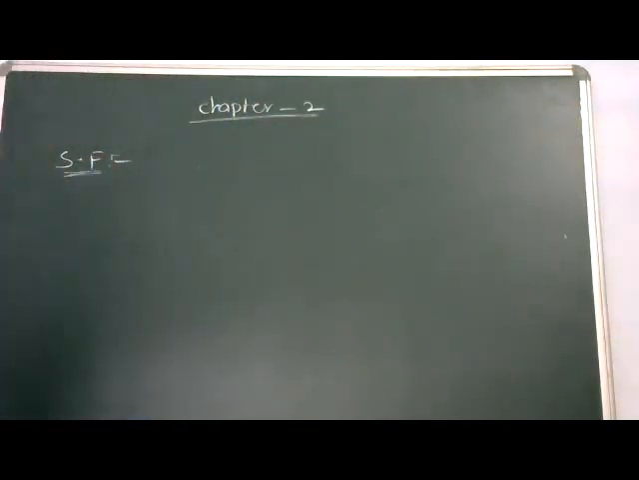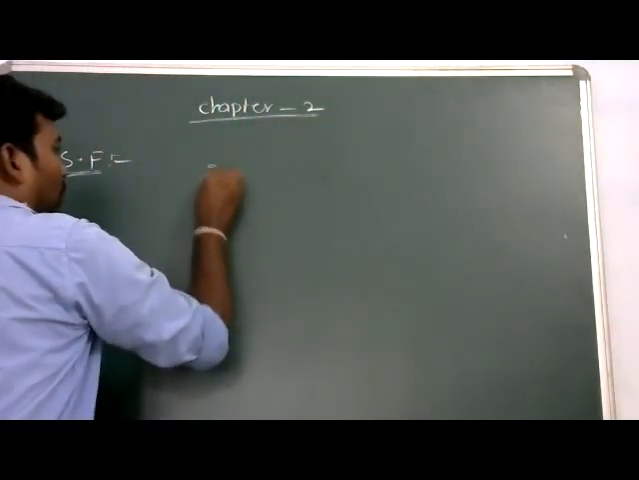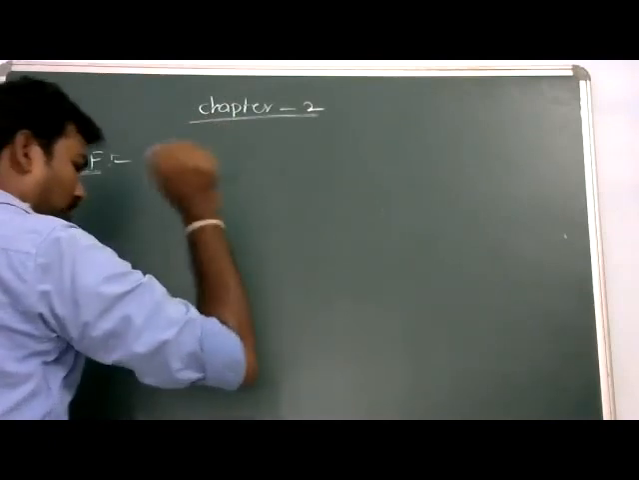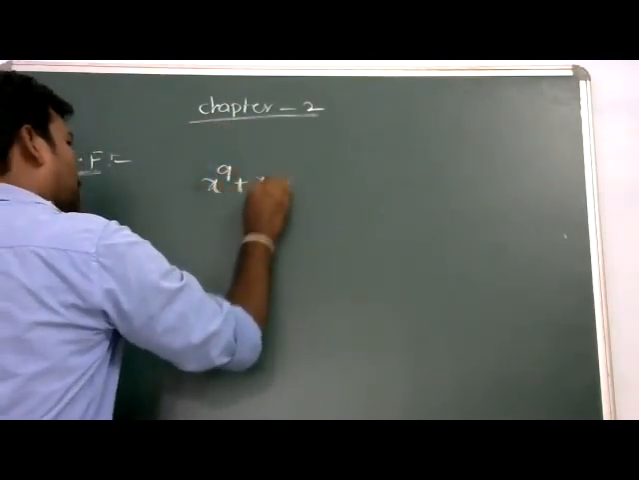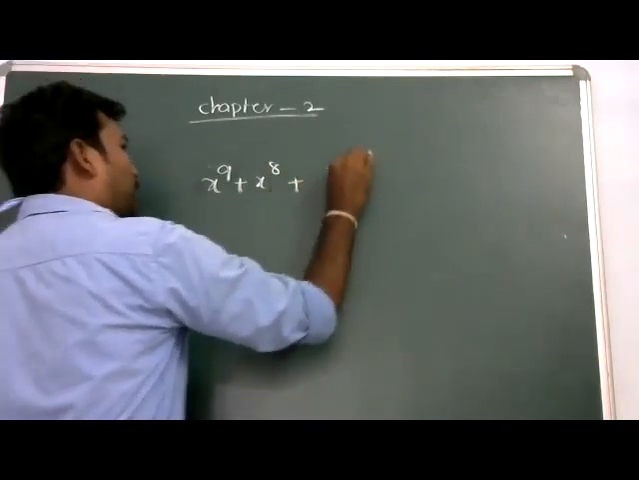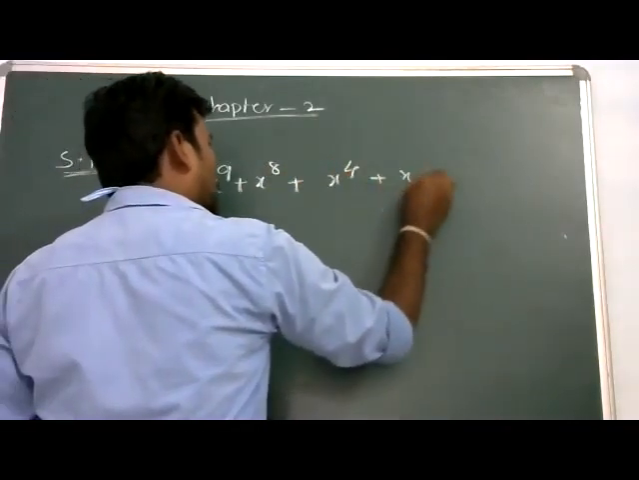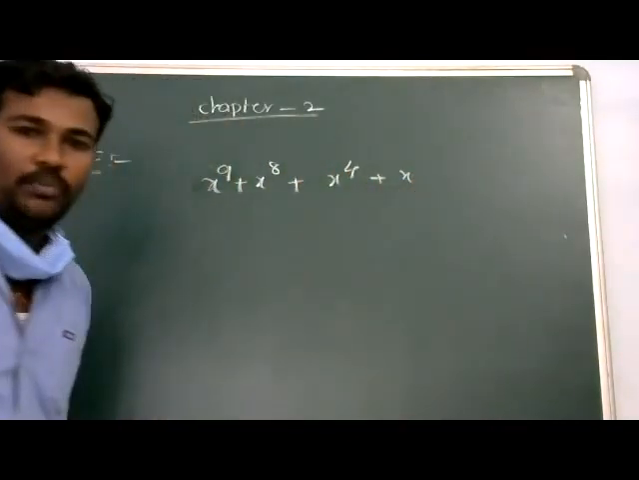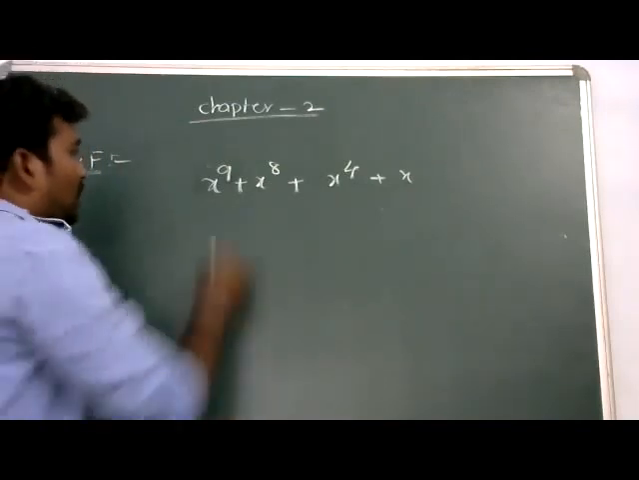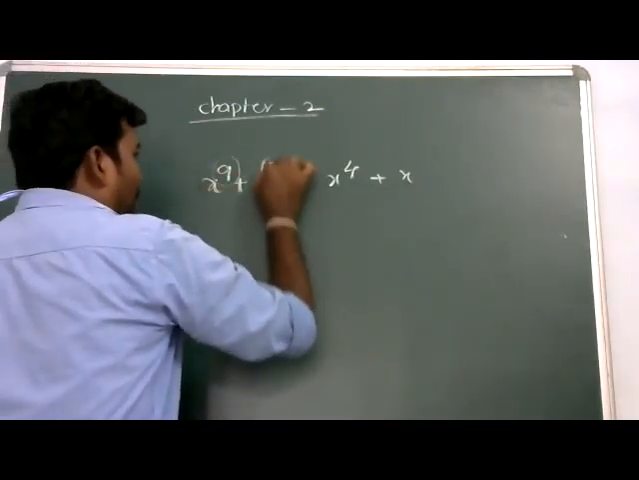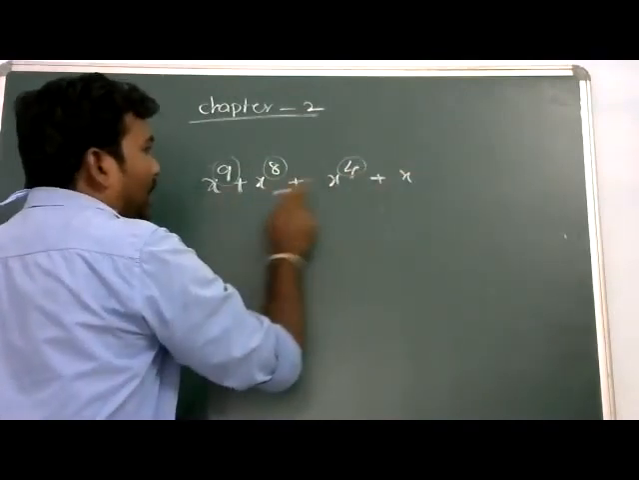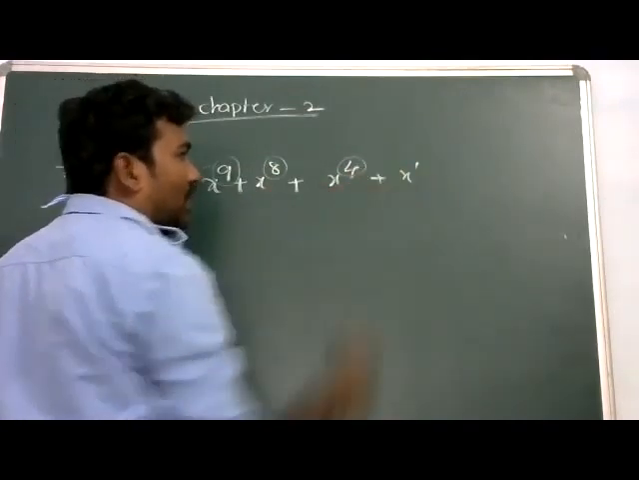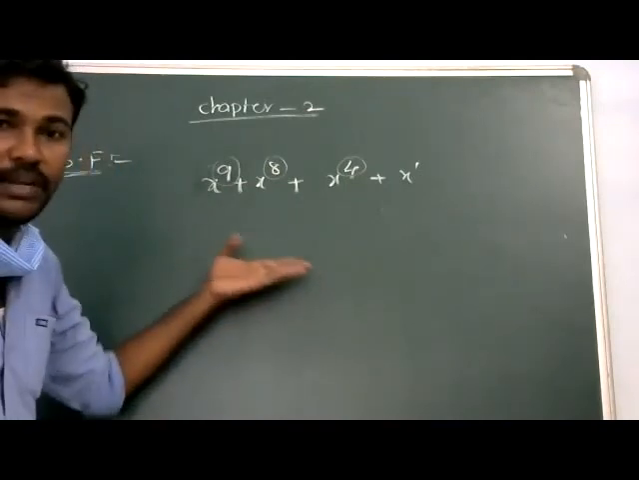Here you can see now. So already we completed this. Now x power 9 plus x power 8 plus x power 4 plus x. Is this a polynomial or not? Here you can observe the degrees of the variable must follow any one order. Here 9, 8, 4 and then 1 are there, so there are no numbers in between.